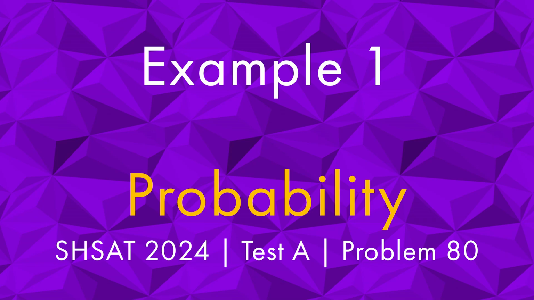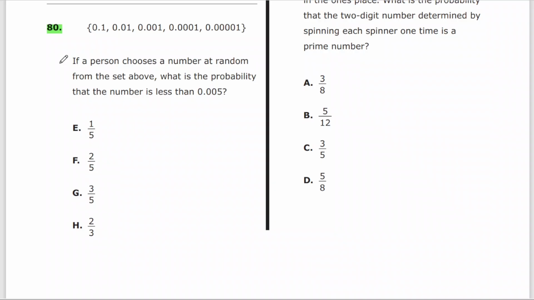All right, so the first problem is problem 80 from test A of SHSAT 2024. If a person chooses a number at random from the set above, what is the probability that the number is less than 0.005? So we got 1, 2, 3, 4, 5 options on the bottom, hence the denominator is just 5. H, for example, can be eliminated right away. Now, which one of these numbers are less than 0.005?